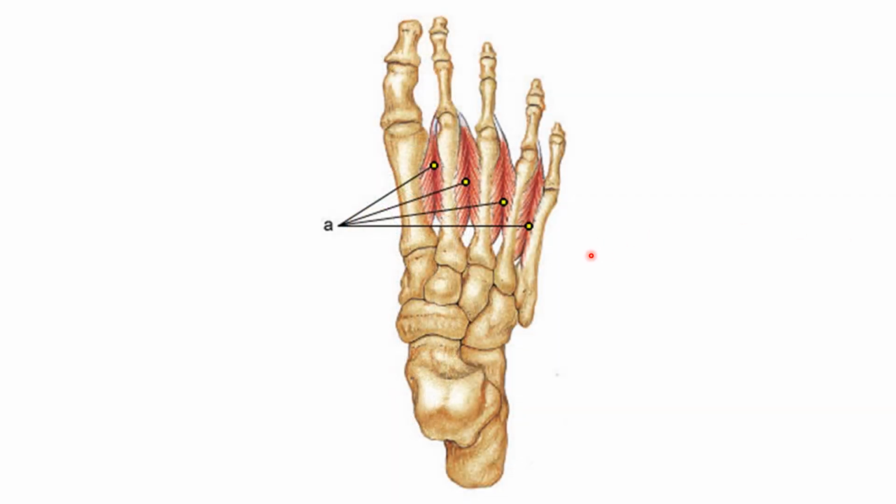This is also a superior view of the foot, so we can see the most superior tarsal bone. This is the talus. Down here is the calcaneus. On the lateral side, this is cuboid. This is navicular, medial cuneiform, middle cuneiform, lateral cuneiform. And these are your metatarsals, 1, 2, 3, 4, and 5.